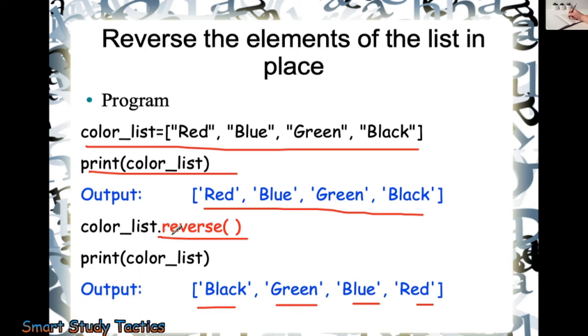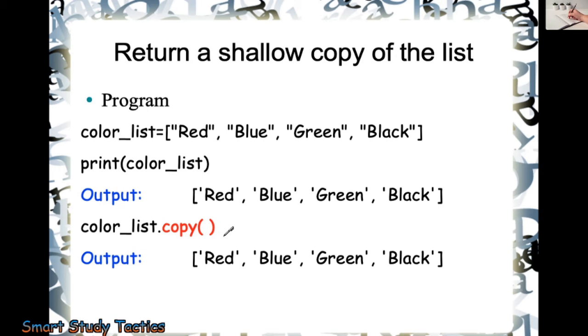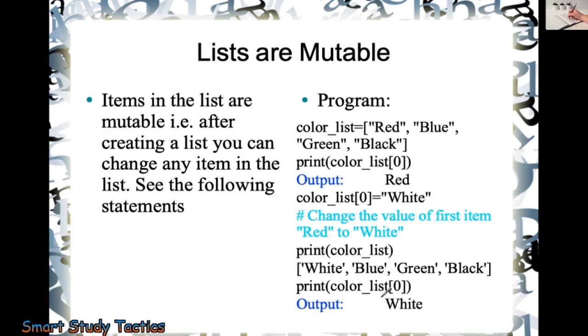So here you have to use only reverse. Just now we talked about pop, count, index, sort and reverse. So my dear students, the next thing is copy. If you use the copy option, then it will print a copy of the original list. I think we have used this also. You can make a copy of the list with both the options.